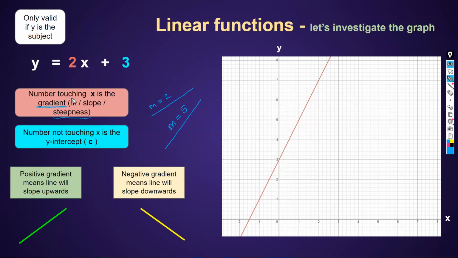The symbol for gradient in maths is the letter M. Don't ask me why most textbooks use M. If it were up to me, I would use the letter G. But most textbooks use the letter M. Not my fault. So whenever you're doing linear equations and you see the letter M, that represents the gradient.